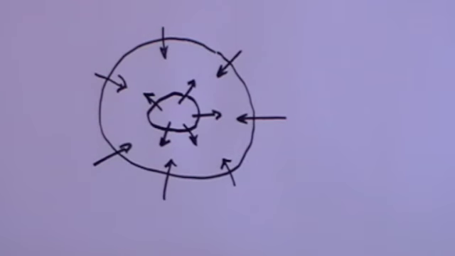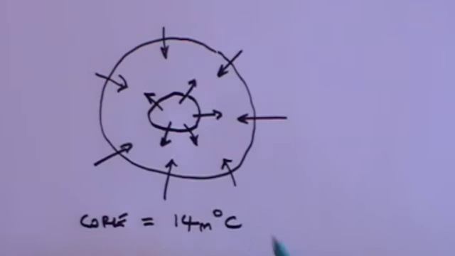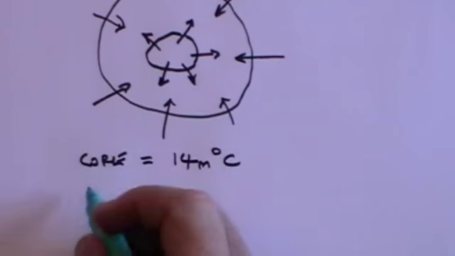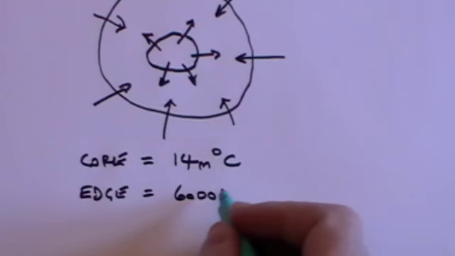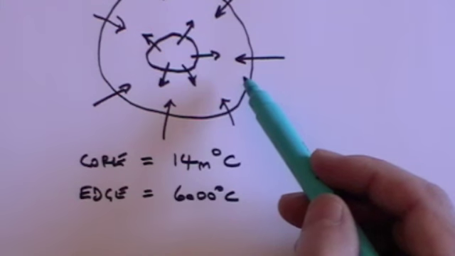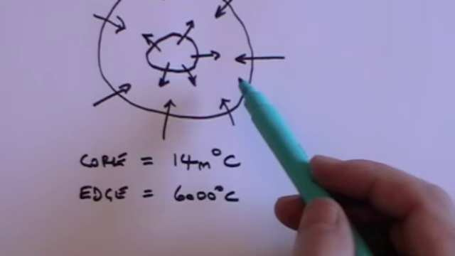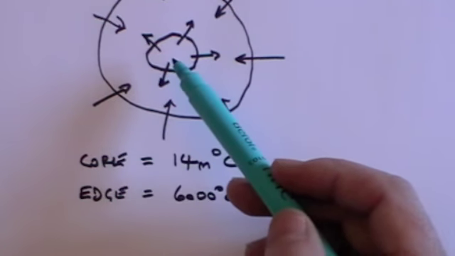The temperature at the core of our sun is of the order of 14 million degrees centigrade. The temperature at the edge is probably only something like 6,000 degrees centigrade. So the sun's surface is a lot cooler, and there isn't enough energy in the outer parts for fusion to take place. You remember, fusion needs millions of degrees centigrade. No fusion can happen here. Fusion is just happening in the core.